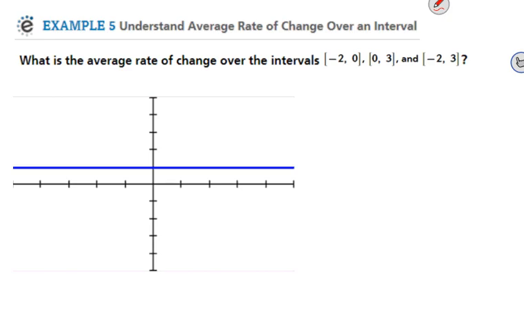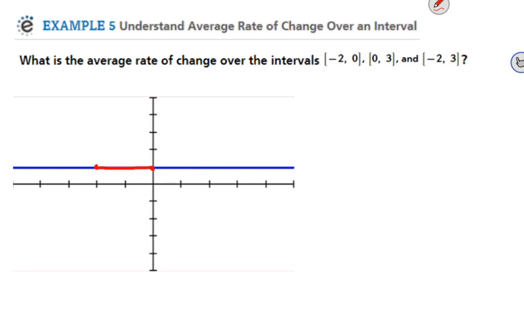This is example 5 out of the book. What is the average rate of change over the intervals -2 to 0, 0 to 3, and -2 to 3? And they've given us a graph that's a horizontal line. So let's find the average rate of change over each of these intervals. The first interval will go from -2 to 0. Remember that an interval is the x-coordinates only. So we are looking at just this piece of the graph right here.